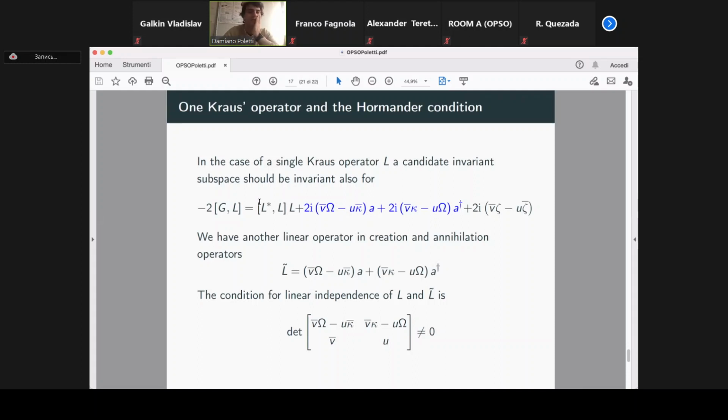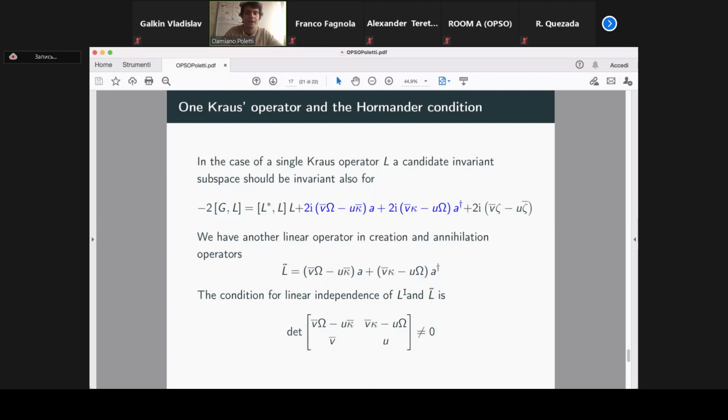But if we disregard for a moment the domain problems, then the commutator of G and L has the expression where, again, an L appears, and an identity operator that clearly leaves a candidate invariant subspace invariant. But a new term that I've written in blue appears, and this is a linear operator in A daggers. We can consider it as an L tilde, or as a new Krauss operator in some sense, because a candidate invariant subspace should also be invariant for this operator L tilde. And if L and L tilde are independent, then we are in the same case as before, where a candidate invariant subspace should be invariant for both A and A dagger, and so this leads to an irreducible semigroup.